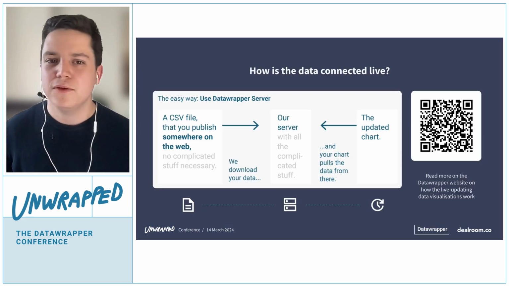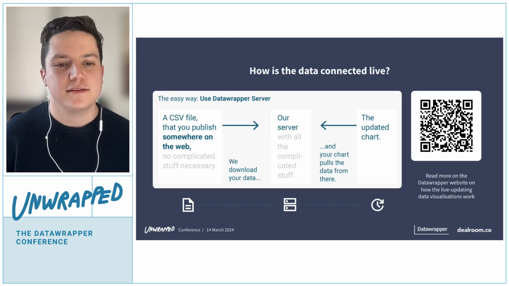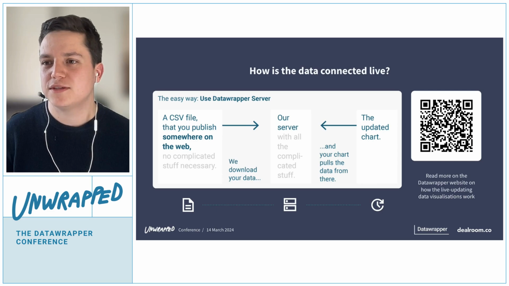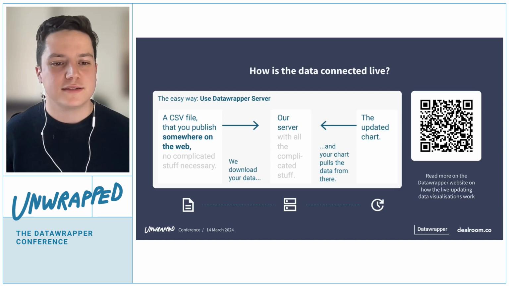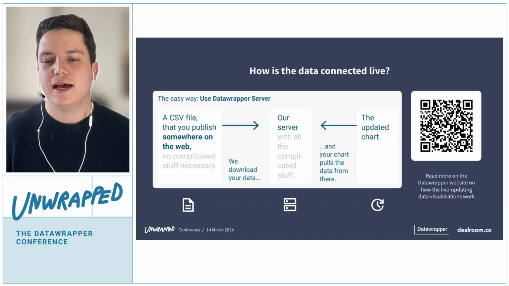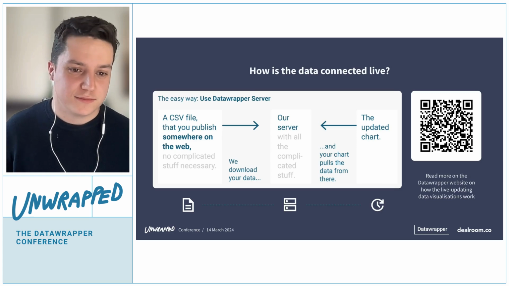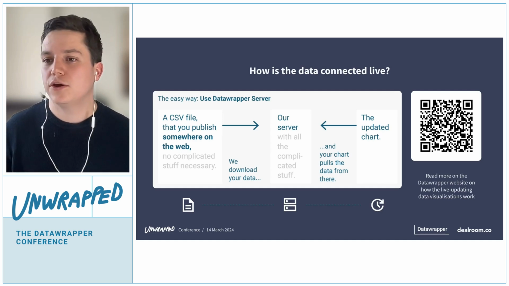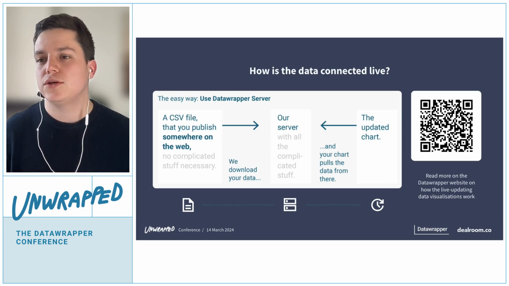this way. So the first question is, how is the data itself connected? How can we make this a live chart, per se? In this graphic from the Datawrapper website, it shows that you will upload a CSV file or an Excel file somewhere on the internet, and Datawrapper will fetch the information from that data set once you've given it the permissions, and will use that to update the chart. This way there are no complications, and it is very straightforward and easy to do.